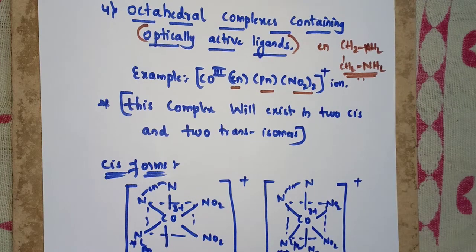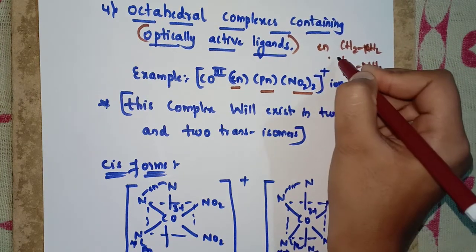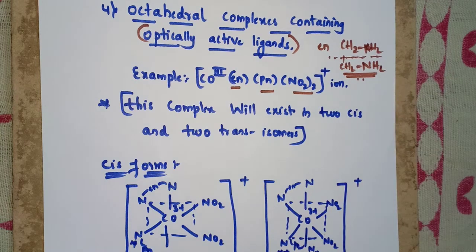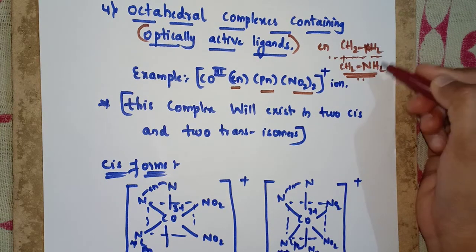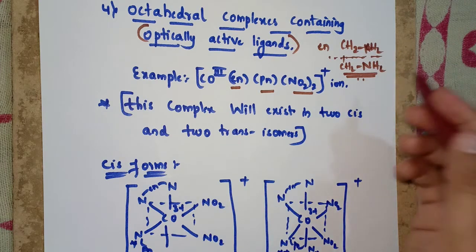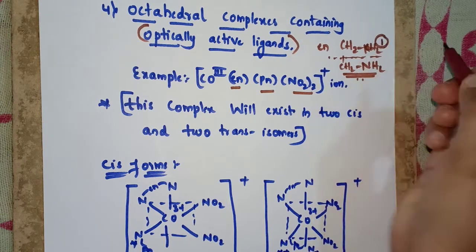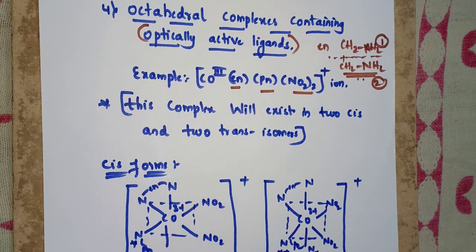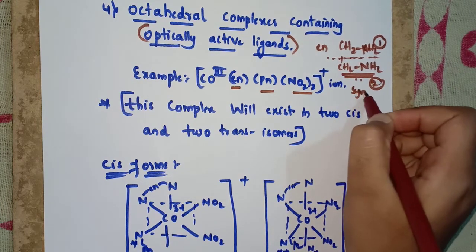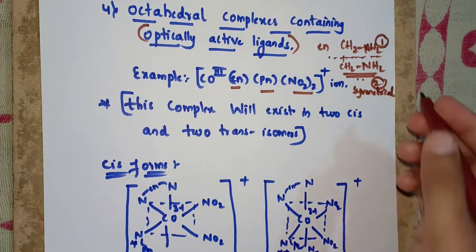It is optically inactive. Why? Because if you cut this molecule into two equal halves, that means if you draw an imaginary line, you can see two structures which are similar to each other facing each other. You can see CH2 NH2 in the first structure, and CH2 NH2 in the second structure also. So it is symmetrical, because the same structures are facing each other.